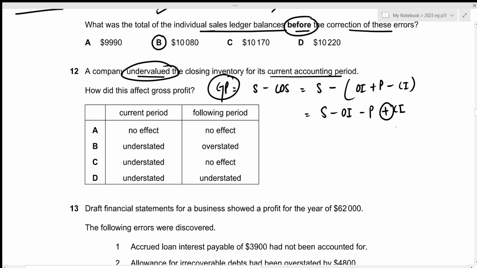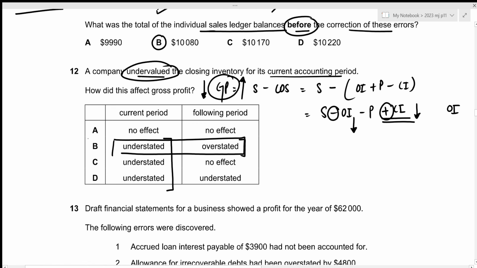So if our closing inventory is undervalued, then it also means that the gross profit for the current period will be understated, which is given in option B, C, and D. Then for the following period, the closing inventory of this period will act as the opening inventory for the next period, right? So we're looking at opening inventory now. We subtract opening inventory in order to figure out the gross profit. So if our opening inventory is understated, then it just means that our gross profit will be overstated. So the gross profit for the following period will be overstated, which is given in option B. So the correct answer is given by option B. Let's move towards the 13th question.